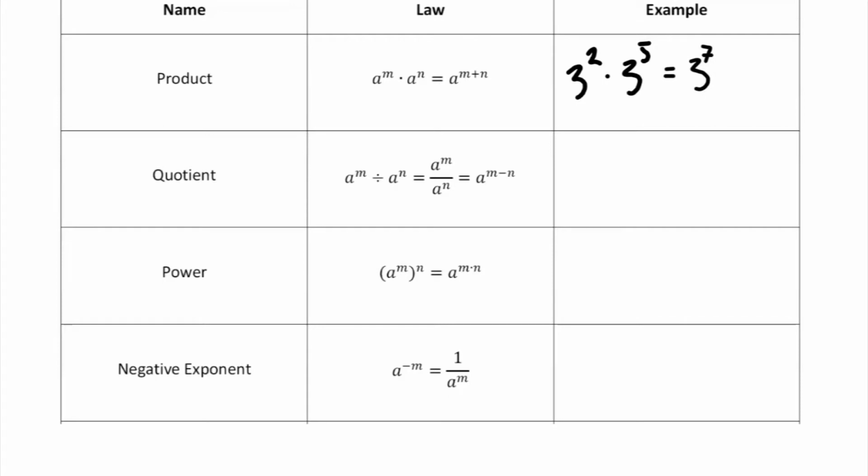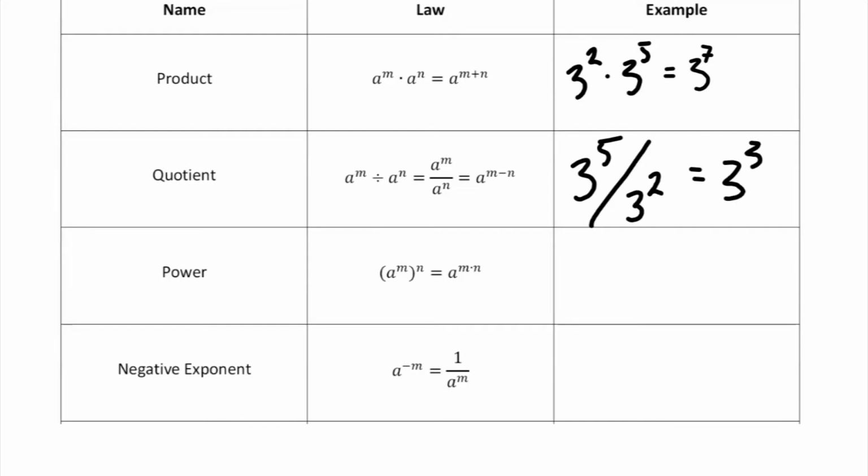The quotient, or when we're dividing, if we've got a to the m divided by a to the exponent n, we simply then subtract the exponents. So if we had 3 to the 5th divided by 3 to the 2nd, we would end up with 3 to the 3rd.